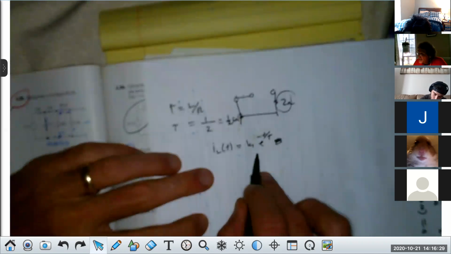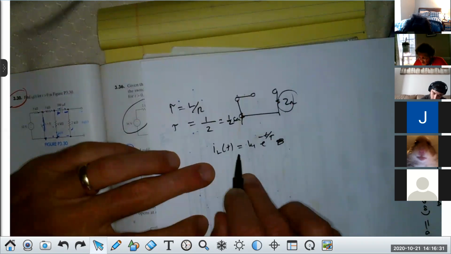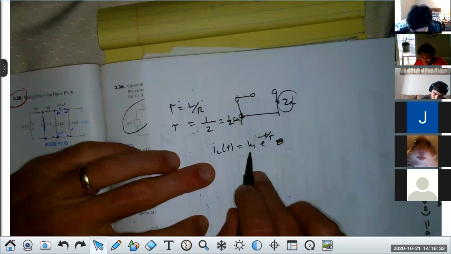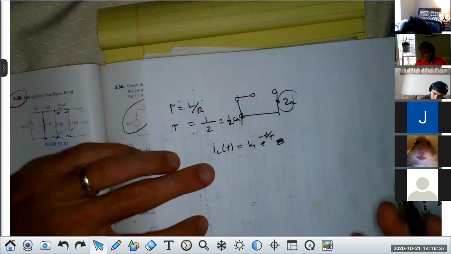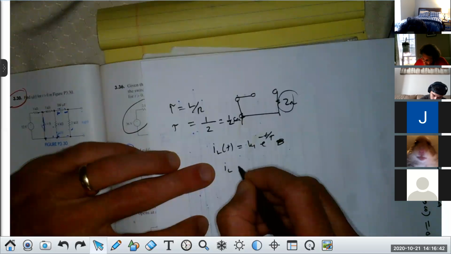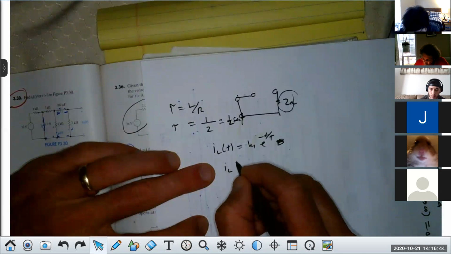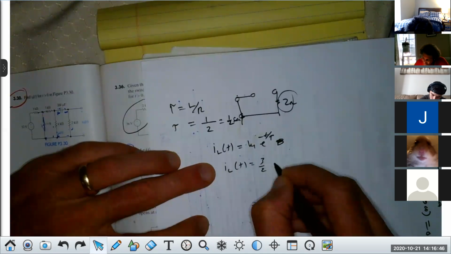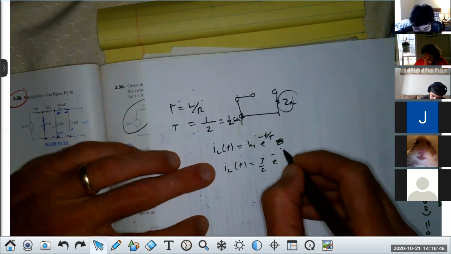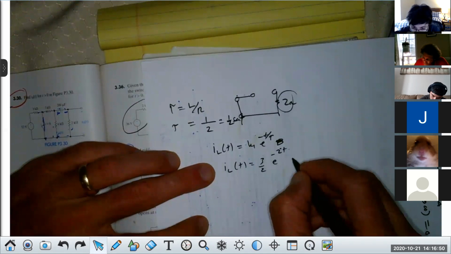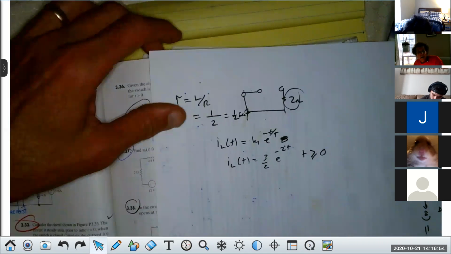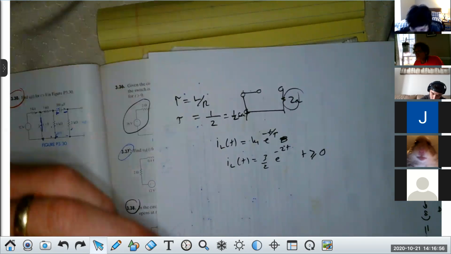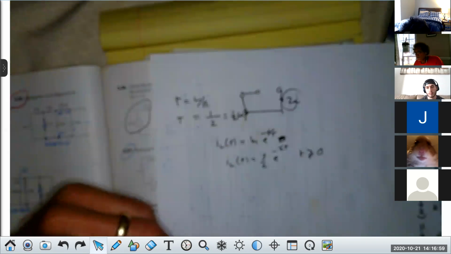Now, therefore, that's the current through the inductor. And what would K1 be? Just by looking at it. 3/2. Yeah, it'd be the current at t less than 0, right? Or 3/2. So now I have I_L of t equals 3/2 e to the minus t over 1/2, or e to the minus 2t. And it's really for t greater than or equal to 0. Y'all got me on that? I'm just restating what I talked about.